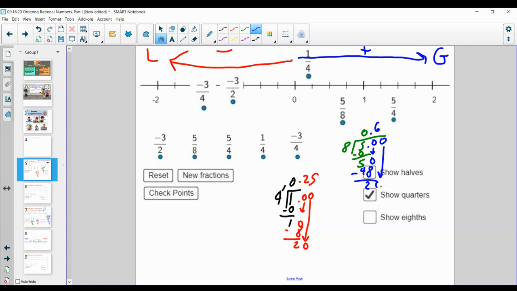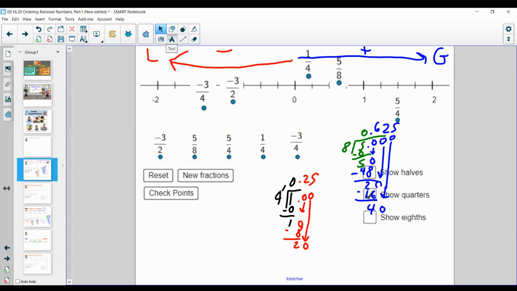Annex another 0. How many groups of 8 go into 20? 8, 16. 2 times. That's 4. And how do I get rid of this last remainder? Annex another 0. How many groups of 8 go to 40? 8, 16, 24, 32, 40. 5 times. So it's 0.625, which is more than a half, but less than 3/4. It goes right there. And last but not least, 5/4.